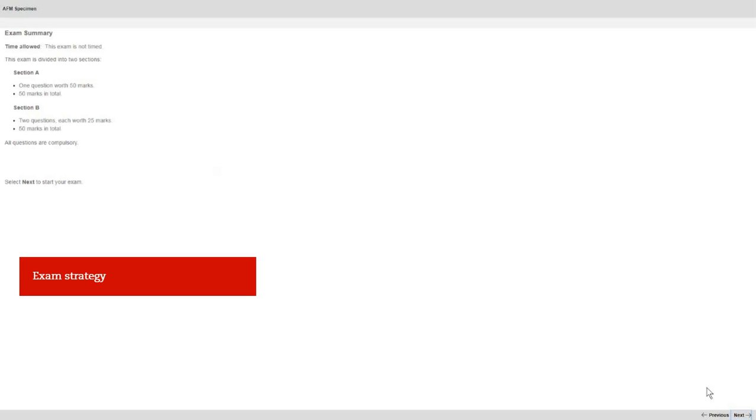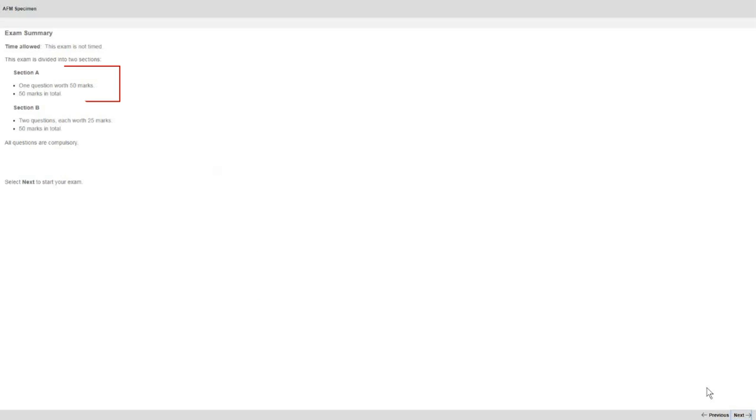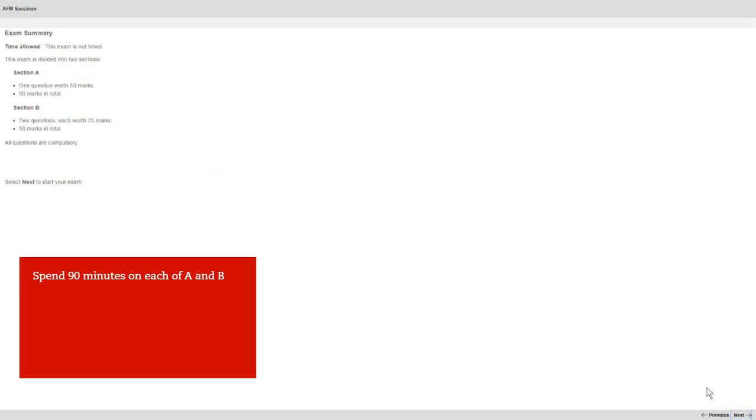It's here we'll talk about exam strategy. Section A contains one question worth 50 marks, and Section B contains two questions, each worth 25 marks. We recommend you spend 90 minutes each on Sections A and B. That means 90 minutes on Question 1 and 45 minutes on each of Questions 2 and 3. This is 1.8 minutes per mark.